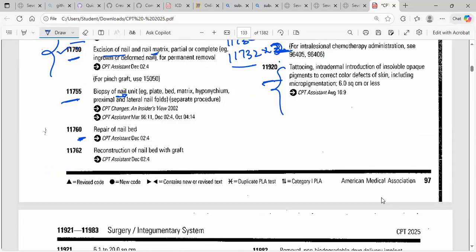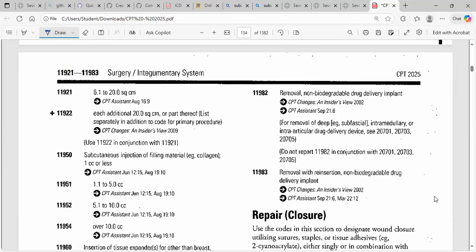Then 11920, that is intradermal introduction. So whenever the doctor is inserting insoluble opaque pigment so that a color defect has been corrected, then we are going to use 11920. This code is based on the surface area. If it is 6.0 square centimeters or less, we are going to use 11920. If it is more than 6 square centimeters till 20 square centimeters, we are going to use 11921. If it is each additional, then we are going to use 11922.